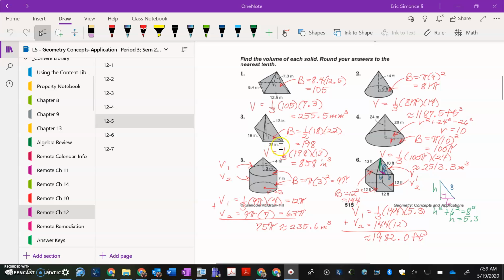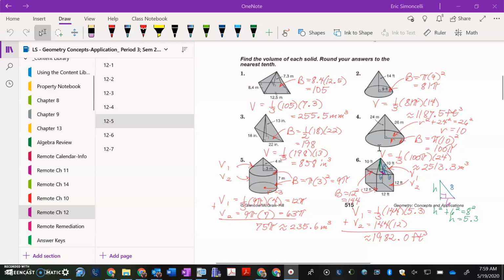Interestingly, our base is a right triangle. So our capital B, or area of the base formula, speaks to 1/2 base times height. So 1/2 times 18 times 22, which is 198. The volume equals 1/3, 198, again the area of the base, times the height of which is 13. So 858 inches cubed is the volume.